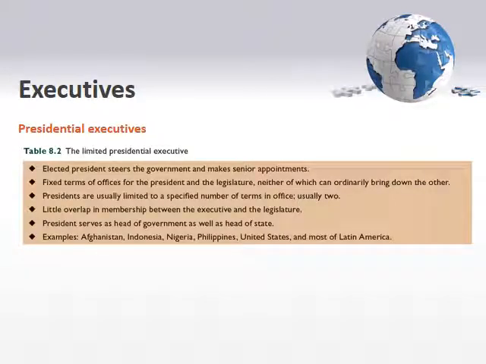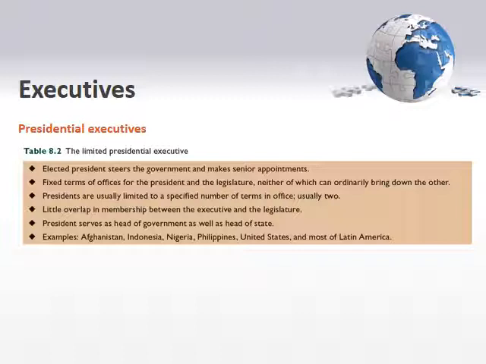Okay, let's spend a little bit more time with the limited presidential executive. In the limited presidential executive, elected presidents steer the government. They make senior level appointments as to who will run the executive bureaucracy. In the United States, those senior level appointments are called cabinet positions at the highest level. The President of the United States will appoint those, and then they're confirmed in the United States Senate. They're folks like the Attorney General or the Secretary of Defense and so on.